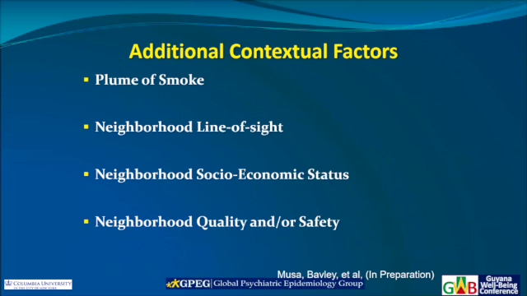And this is what the use of GIS is so fascinating. You can think outside the box. Is it the exposure to the smoke, the plume that was over New York City, which is quite large, that emanated from the towers? Could you see the towers fall from your neighborhood? Is it your neighborhood socioeconomic factors? Is it neighborhood quality or safety? These are all the kind of things, if we have the right data, we can look at.